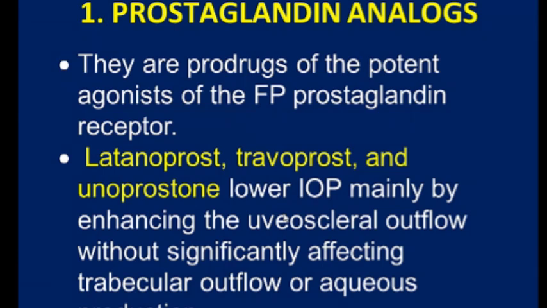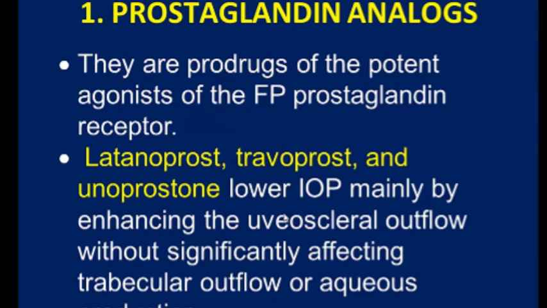So the uveoscleral outflow is not the conventional drainage system of the aqueous humor, but the trabecular outflow is the conventional drainage. So it's the normal drainage. But this uveoscleral outflow is usually activated by drugs. So if you don't give drugs that activate it, the aqueous humor will not drain through the uveoscleral outflow. It can only drain through the trabecular meshwork. So these prostaglandins enhance uveoscleral outflow, but not the trabecular outflow of aqueous humor.